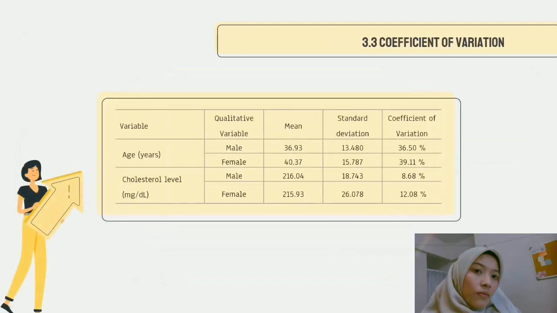Based on the table for the age variable, the coefficient of variation of male is 36.5%, while it is 39.11% for females. For the cholesterol level variable, the coefficient of variation for male is 8.68%, while it is 12.08% for female. The value of the coefficient of variation of both genders' age is larger than that of both genders' cholesterol level. This indicates that the distribution of both genders' age is less consistent compared to the distribution of both genders' cholesterol level.